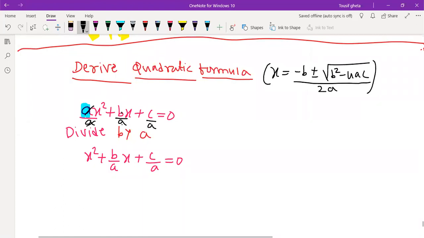Next step is what? After this, we should multiply the coefficient of x with 1 by 2.